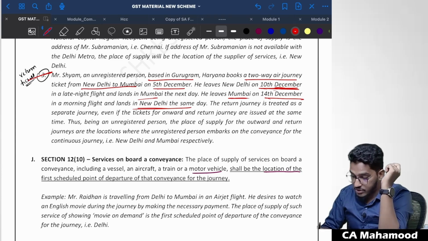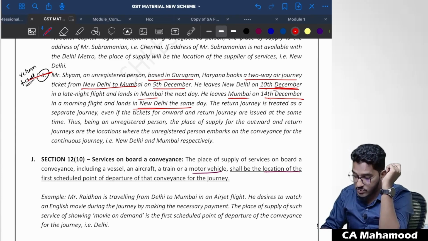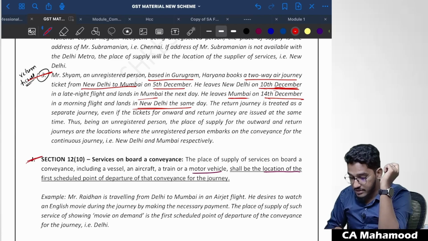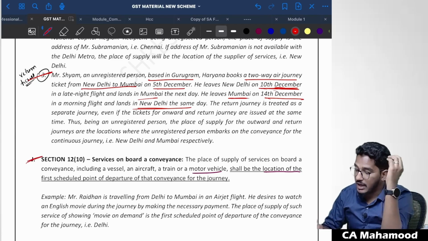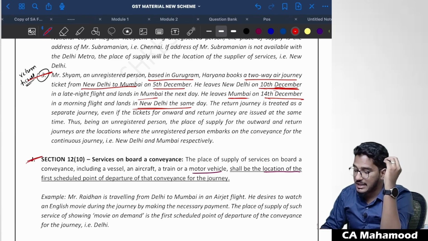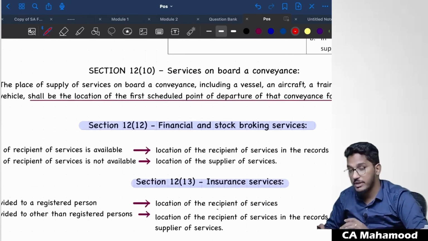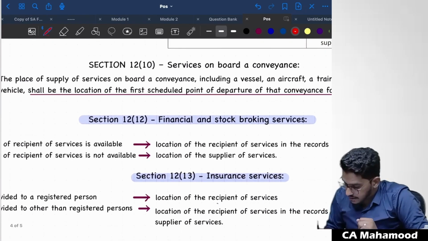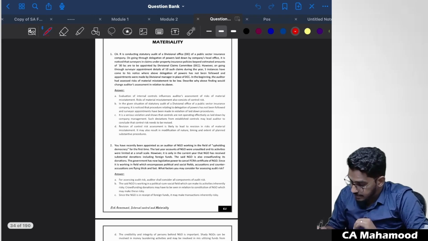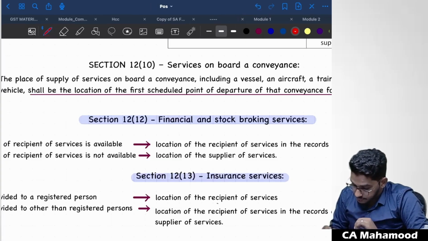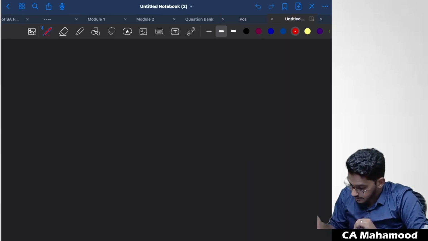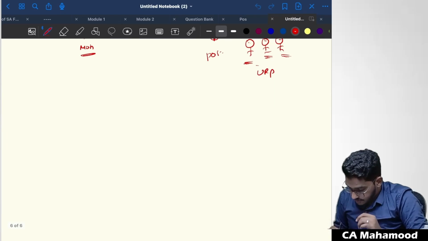Now let us talk about 12 subsection 10. Sir, what is 12 subsection 10? 12 subsection 10 talks about how to determine the place of supply in case of services supplied on board a conveyance. Sir, what do you mean by services supplied on board a conveyance? For example, let me give you this scenario.